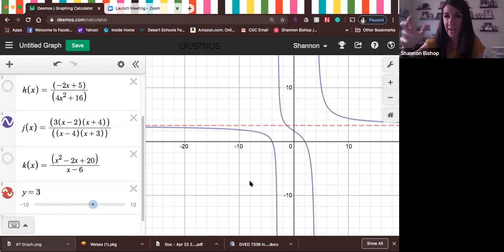Because the degrees on top, it was squared on top, squared on bottom, pretty much a wash. Squared over squared reduces out, but the coefficient of 3 is still there.